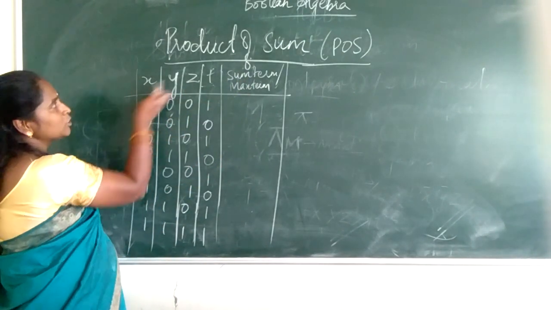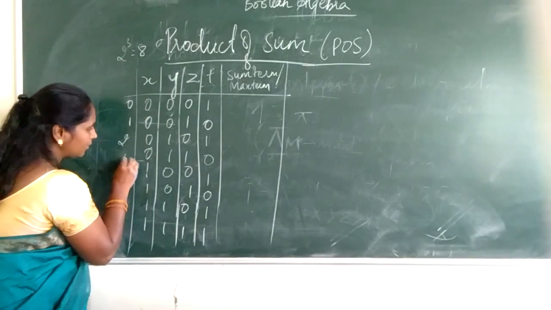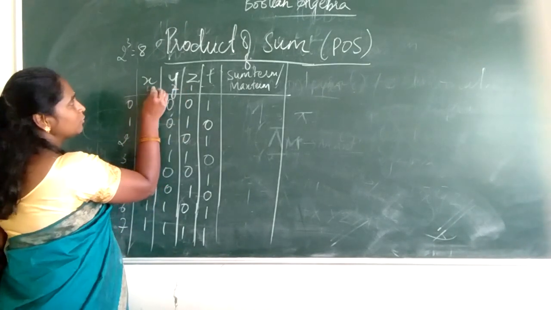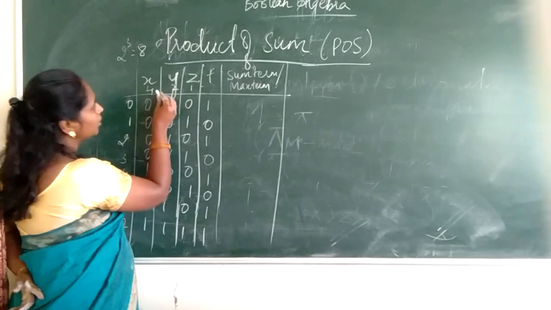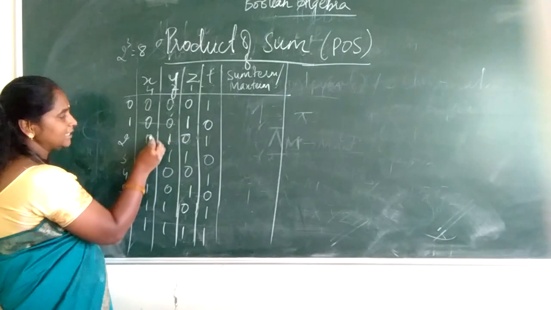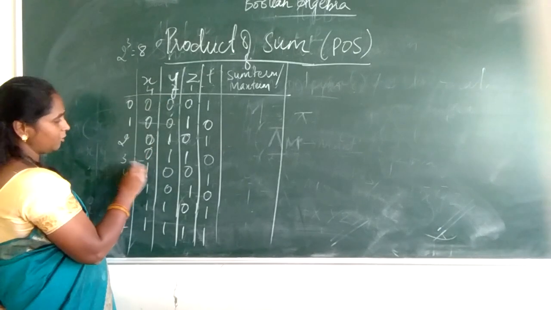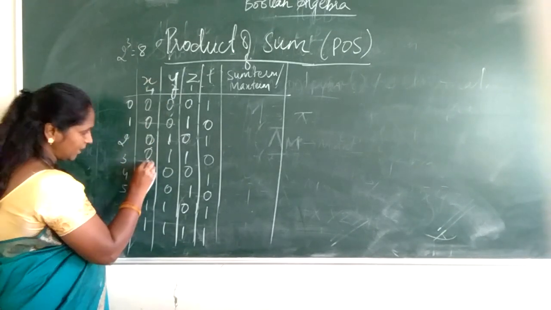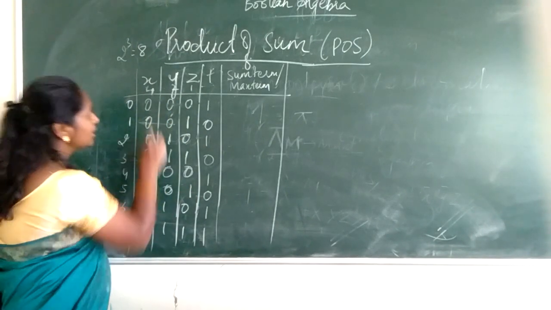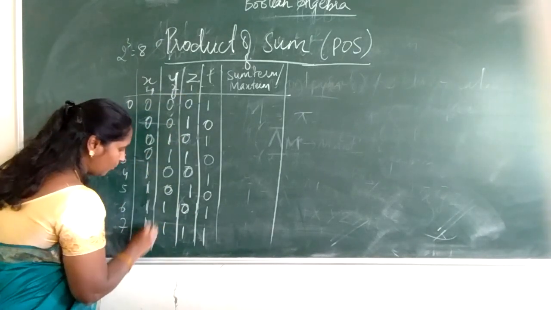Here they have given 3 inputs, so 2 to the power of 3 is 8 possible ways: 0, 1, 2, 3, 4, 5, 6, 7. You go by multiples of 2: 1, 2, 4. For 0, everything is 0. For 1, it is 1 and the remaining places are 0. For 2, the 2 place is 1 and the remaining places are 0. For 3, it is 2 plus 1. For 4, place 1 in the 4 place and the remaining places are 0. For 5, 4 plus 1. For 6, 4 plus 2. For 7, 4 plus 2 plus 1.